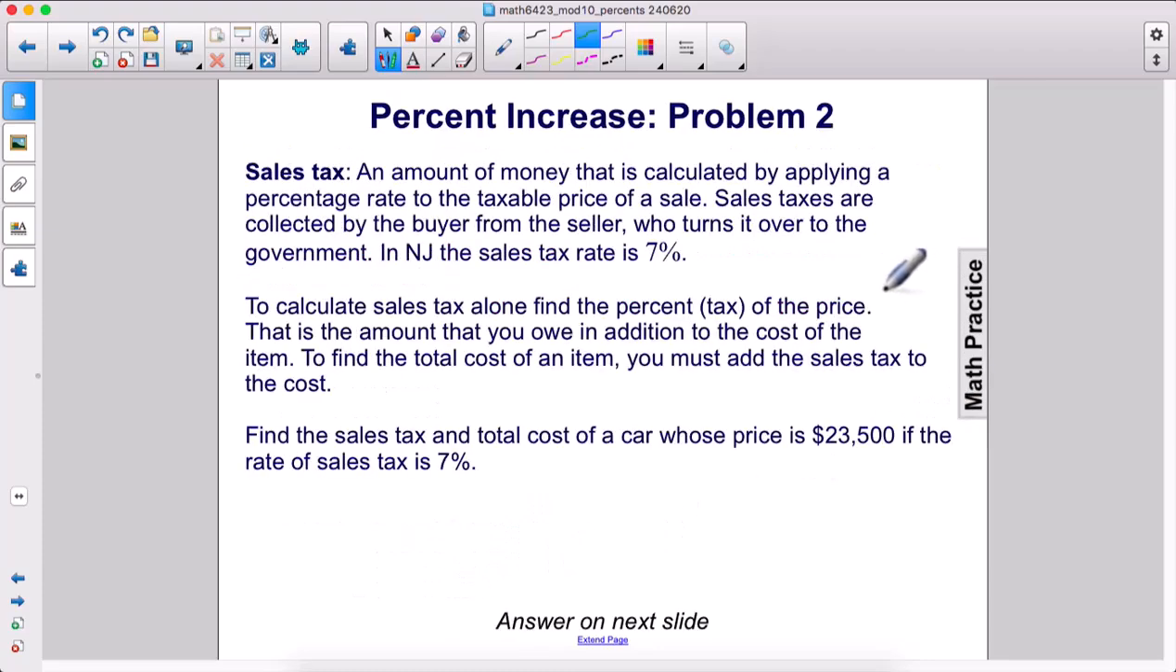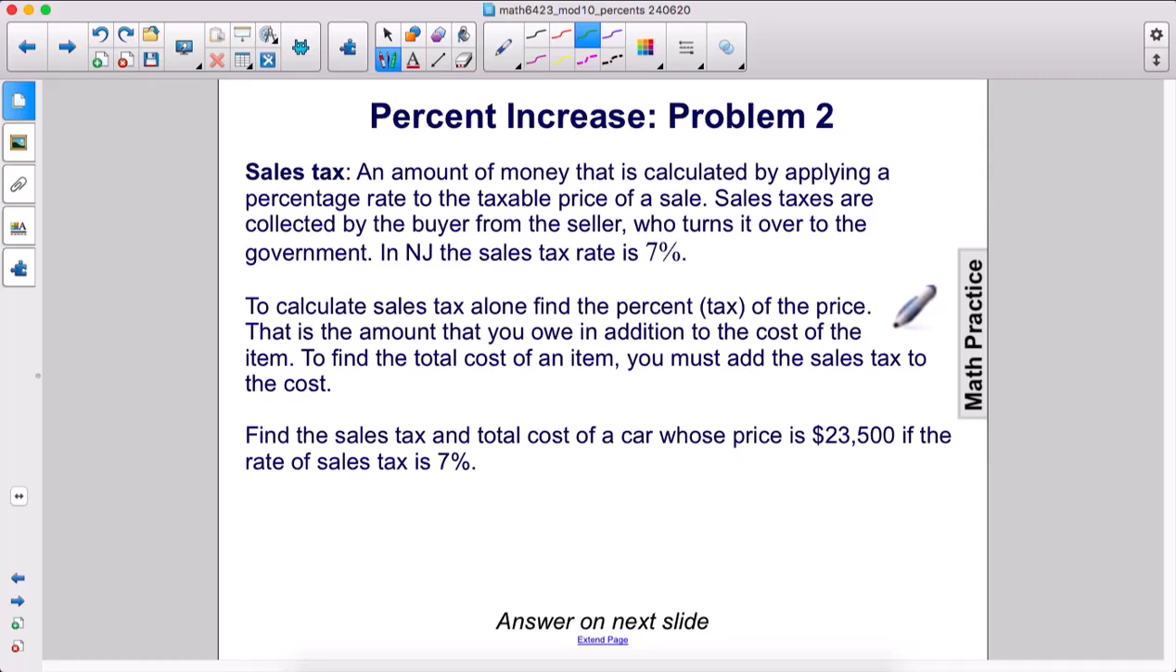Sales tax. An amount of money that is calculated by applying a percentage rate to the taxable price of a sale. Sales taxes are collected by the seller from the buyer, who turns it over to the government. In New Jersey, the sales tax rate is 7%. To calculate sales tax alone, find the percent of the price. That's the amount you owe in addition to the cost of the item. To find the total cost of an item, you must add the sales tax to the cost.